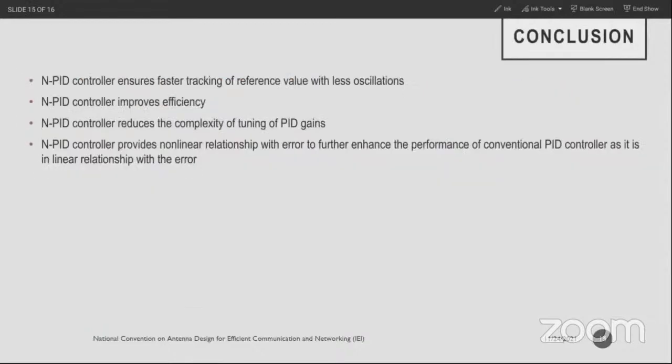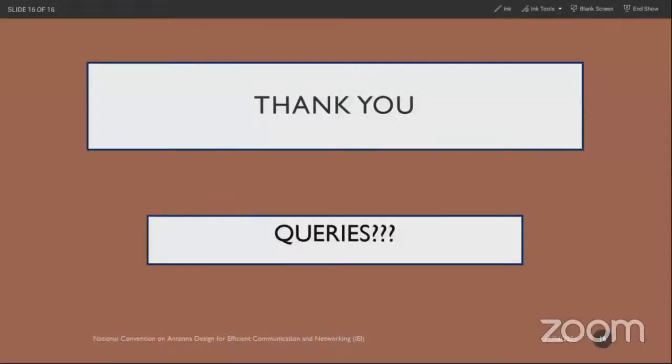From this, it can be concluded that the nonlinear PID controller ensures faster tracking of the reference value with less oscillations, and with less oscillations we can understand that it improves efficiency, and it also reduces the complexity of tuning PID gains. If it is properly tuned, then we have effective control performance with the control structure of a PID, but we do not have such tuning methods. And it provides a non-linear relationship with the error, as the conventional PID controller is in linear relationship with the error. And that's it. Thank you.